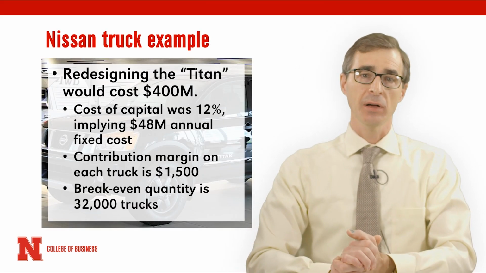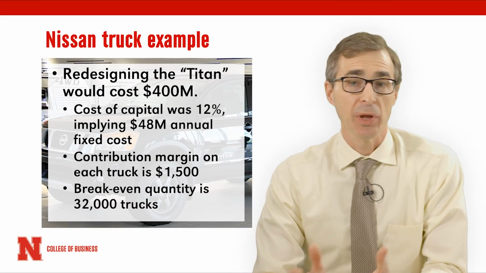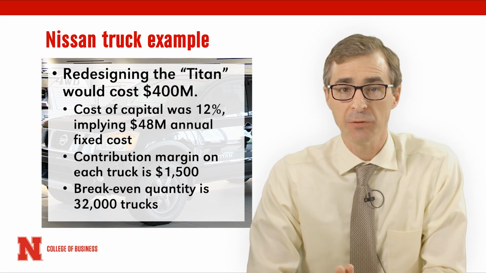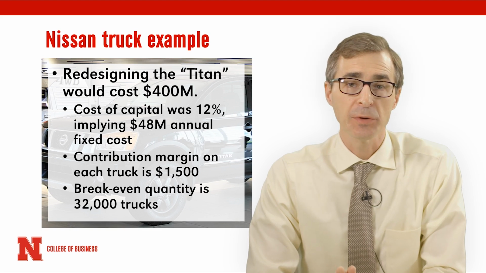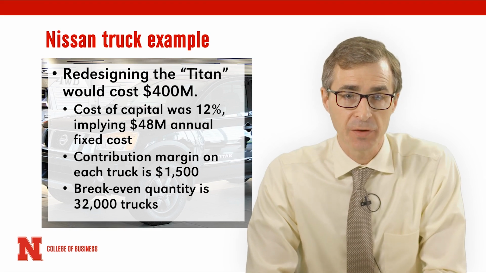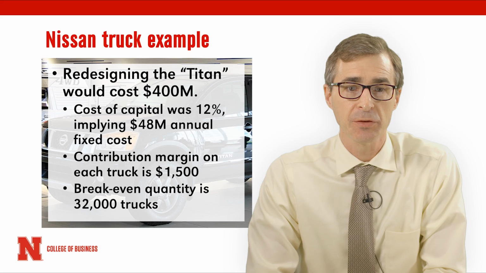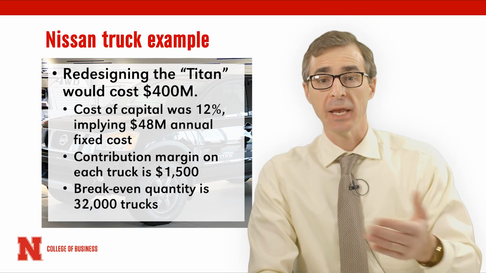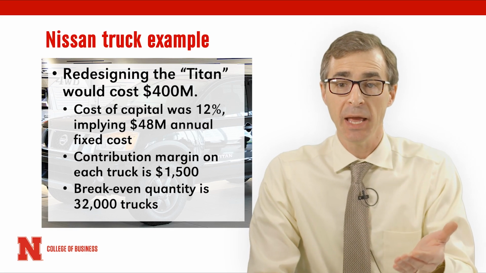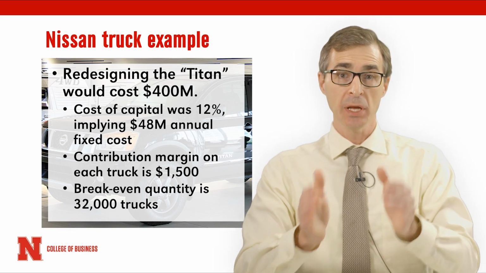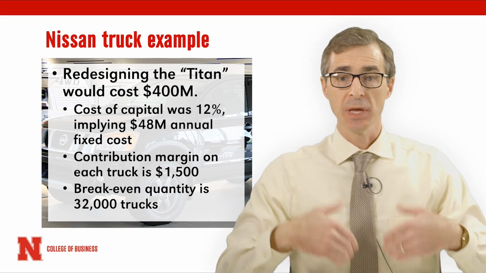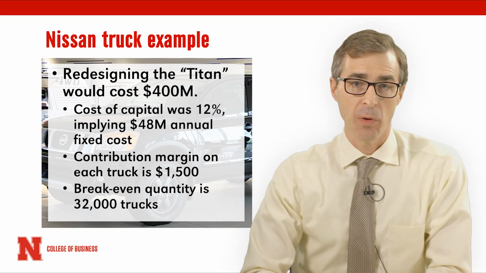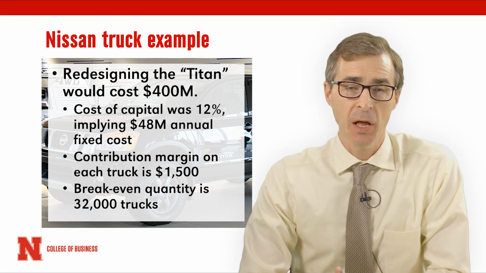Let's take an example of Nissan. Nissan was contemplating the redesign of its popular Titan truck model that had only 2 years left on its production cycle. The cost of redesigning the Titan was estimated by Nissan's engineers at about $400 million. Nissan's cost of capital was 12%, implying an annual fixed cost of about $48 million. That's the 400 million times 0.12. So the annual fixed cost of paying for this redesign would be about $48 million.